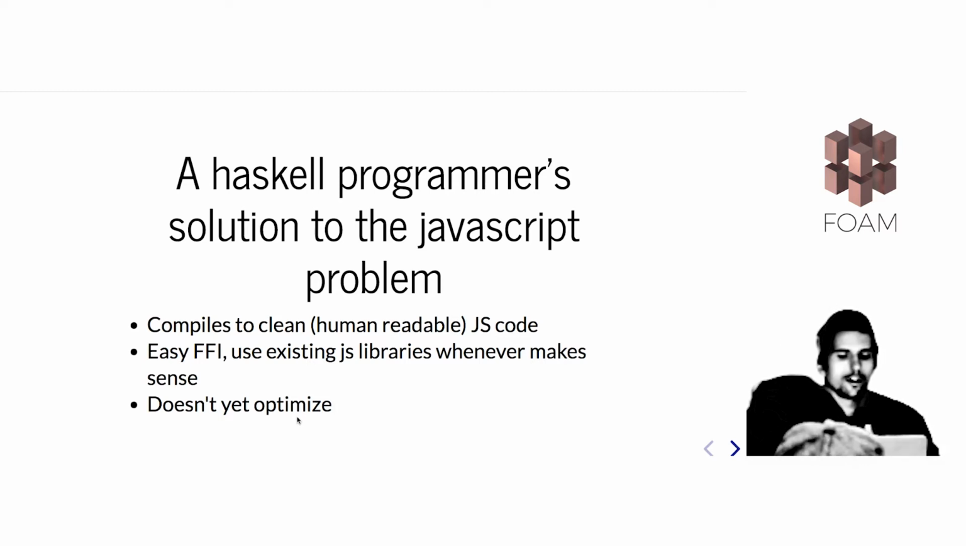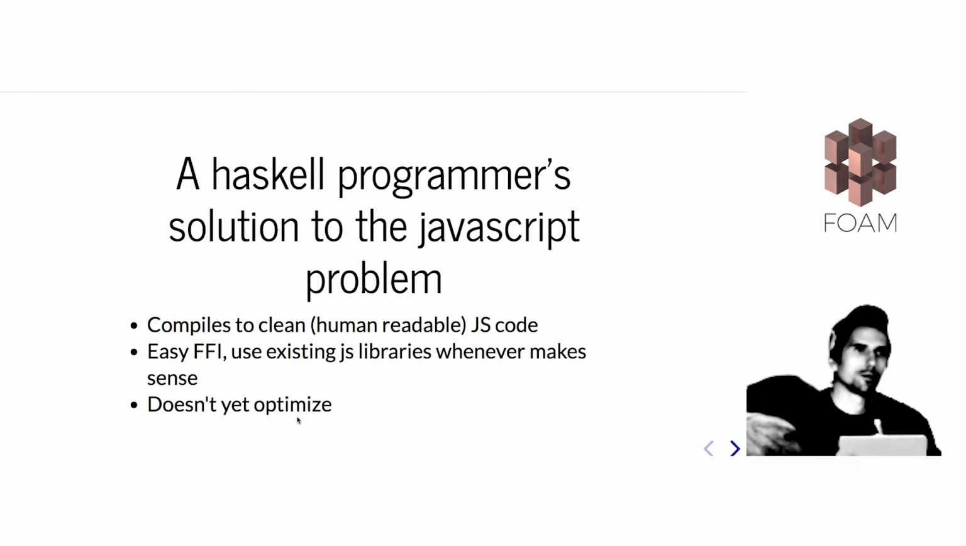So if you're using some highly optimized KD tree or whatever for nearest neighbors, and you don't want to re-implement the thing in PureScript because it would take you a long time and it'd probably be slower anyway, you can easily import these things into libraries and put typings on them in a sensible way so that you can use them natively. And it doesn't optimize, that's a bad point yet.